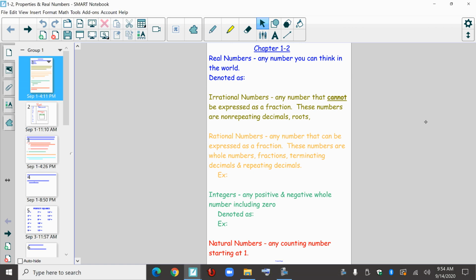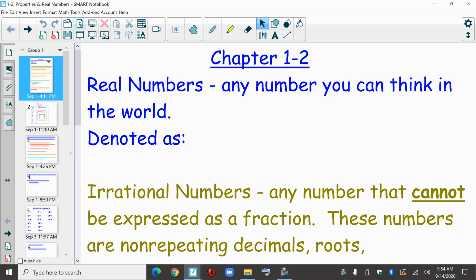Okay, what we're talking about today is going to be the real number system and also properties. So the very first thing we're going to talk about is what is a real number. A real number is any possible number that you can think of in the entire world. The way we denote that is 2 lines down, and then you're going to make an R out of it. That is the real number system. That is what you will hear me all the time refer to it as. The real number system is going to be 2 lines down with an R through it.